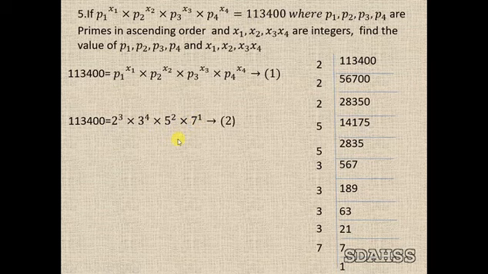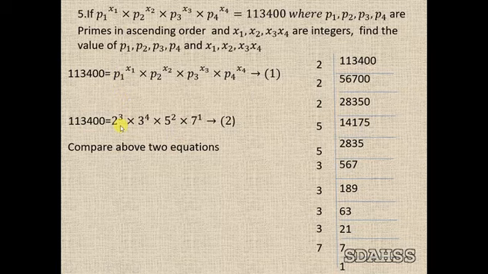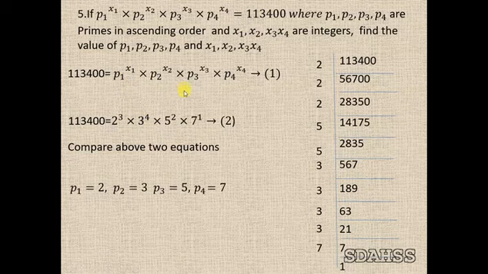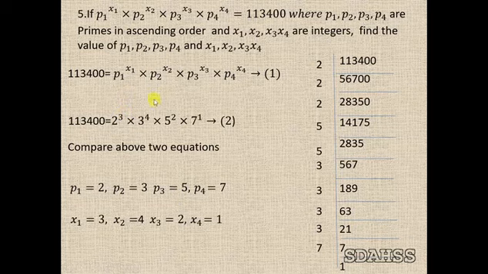Now compare the above two equations. Then you will get P1 is equal to 2, P2 is equal to 3, P3 is equal to 5, P4 is equal to 7, and x1 is equal to 3, x2 is equal to 4, x3 is equal to 2, x4 is equal to 1.